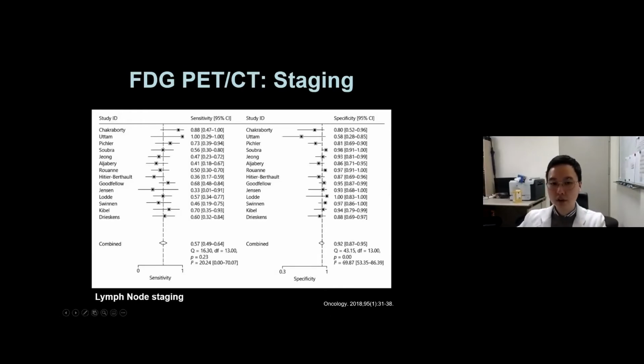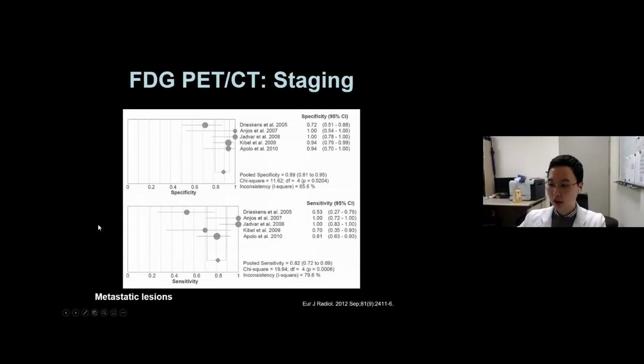And for bladder cancer, FDG PET CT can be used for staging. This meta-analysis showed a sensitivity and specificity of 57% and 92%, which is relatively low sensitivity for detecting lymph nodes. And for distant metastasis, it showed a higher specificity of 89% and sensitivity of 82%, indicating good performance for detecting metastatic lesions.